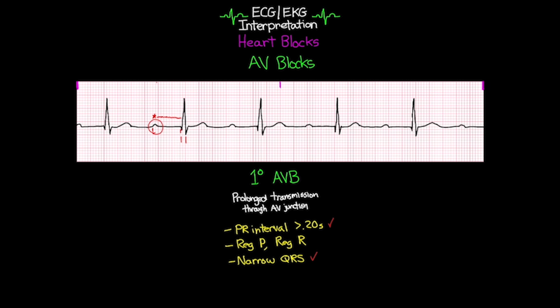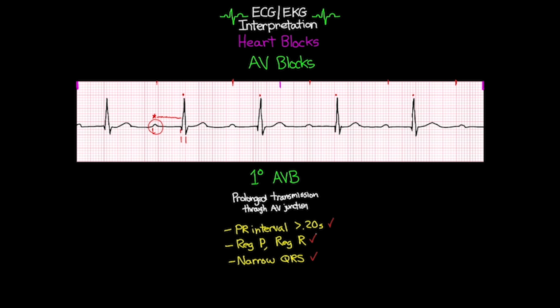Now in addition to that, if we check our P waves, we can see that these P waves march out pretty regularly. In addition to that, our R waves also march out pretty regular. Therefore, we've got our regular P and our regular R with an elongated PR interval greater than 0.20 seconds with that narrow QRS. Therefore, we know that this is a first-degree heart block.